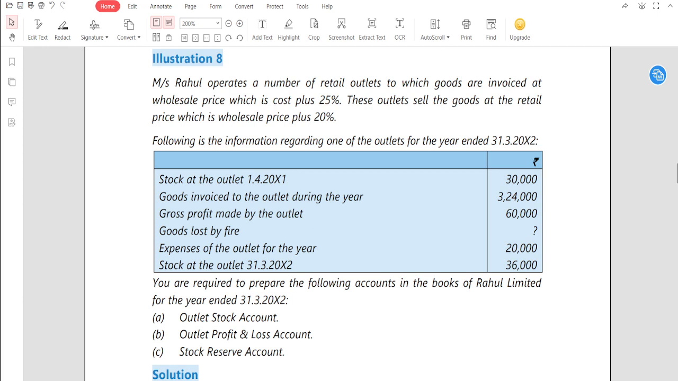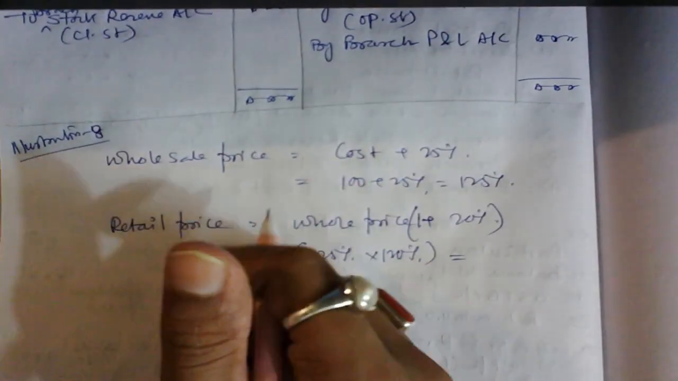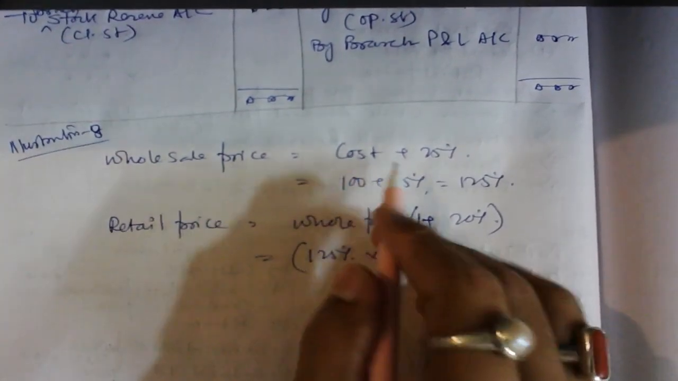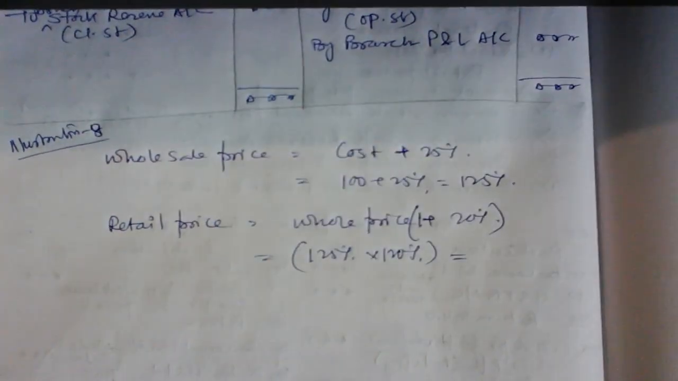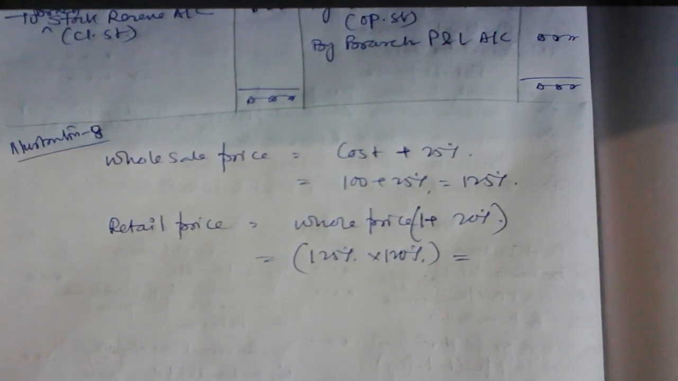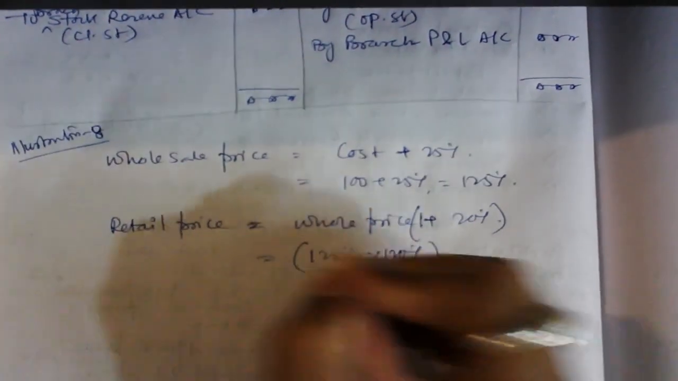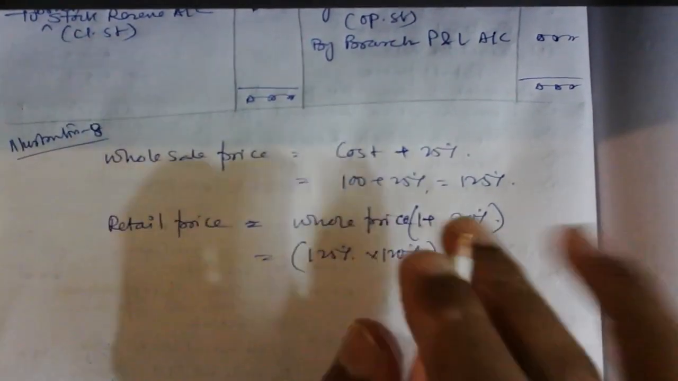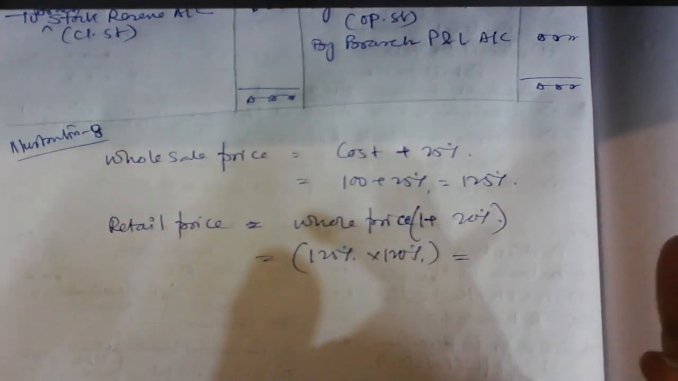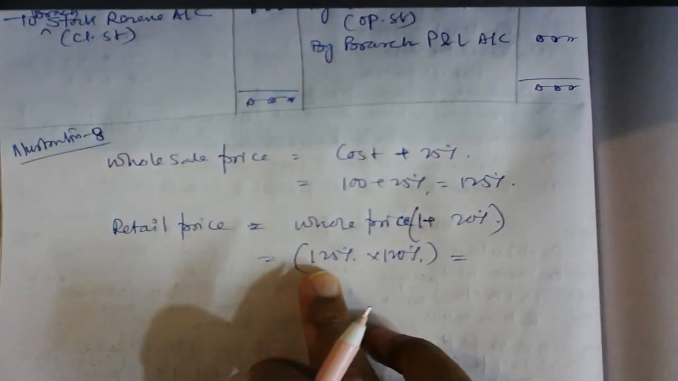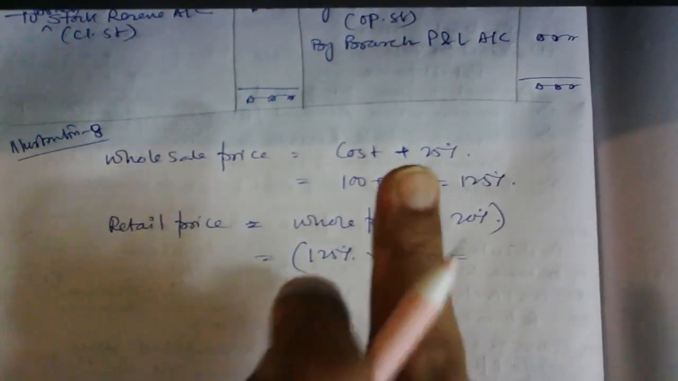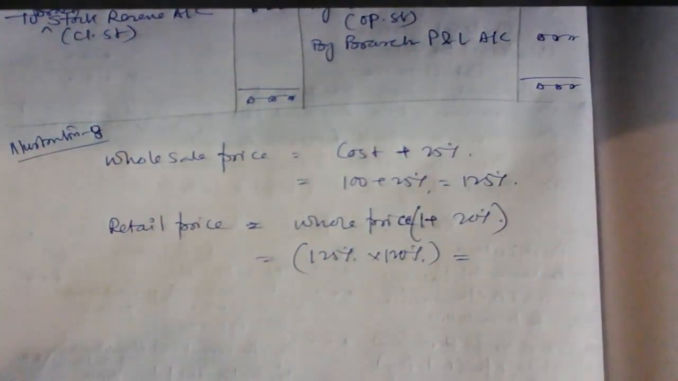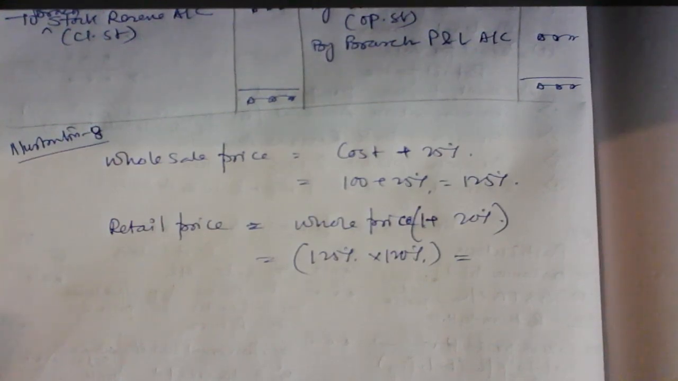Here it is clearly given. From the given question we can easily understand the wholesale price is cost plus 25%, that is 125%. And the retail price is the wholesale price plus 20% more, so wholesale price 125% into 120%. If I calculate this, 125 into 1.2 will be 150.